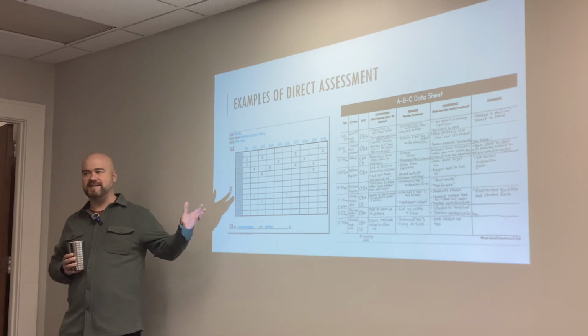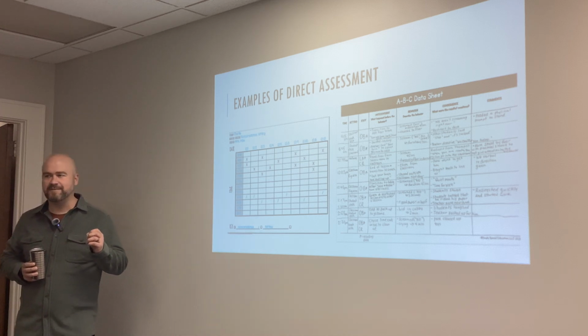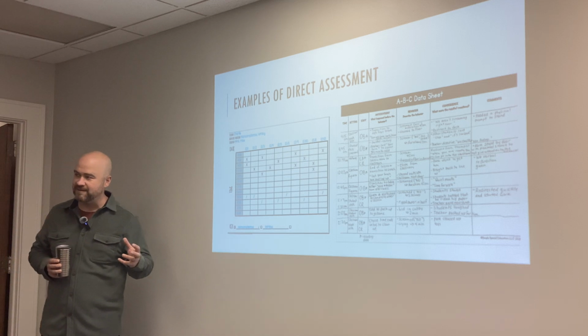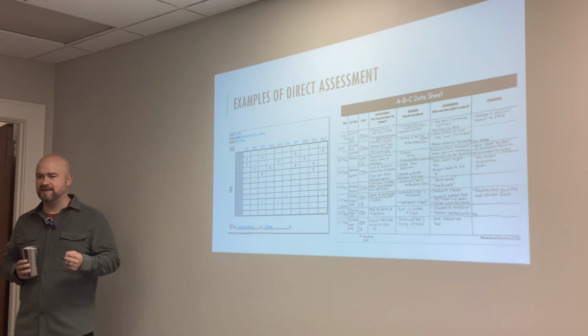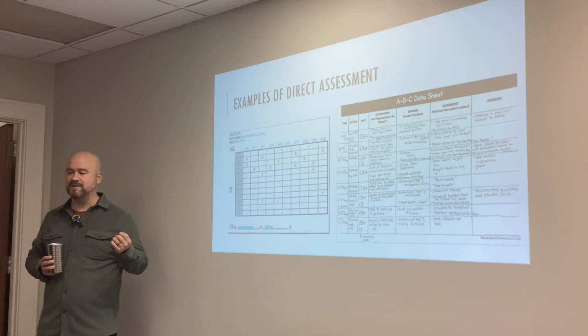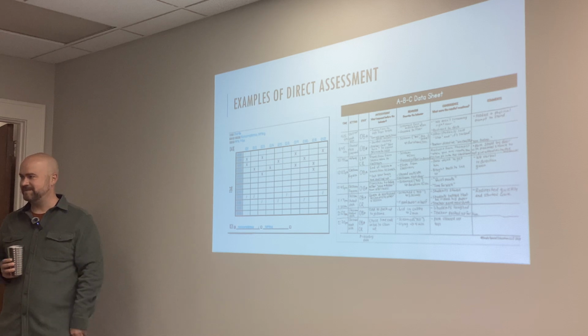And then we have the ABC data sheet, which is a little different from probably what you guys see, but still the same information. We're collecting antecedent, behavior, and consequence. Antecedents evoke behavior, and then the consequences maintain behavior through reinforcement. So this information is very valuable for us when we're developing intervention strategies. Any questions so far?